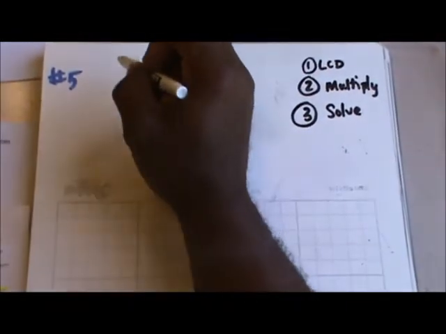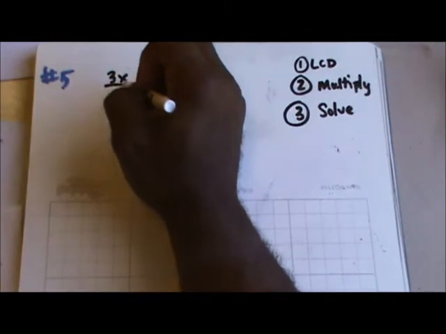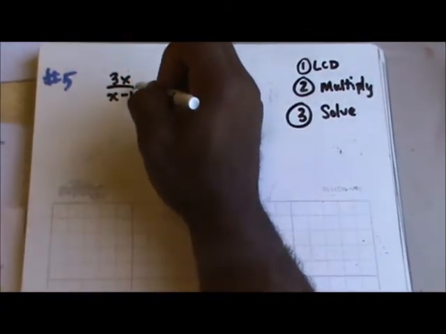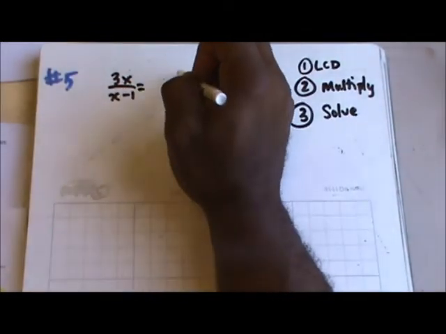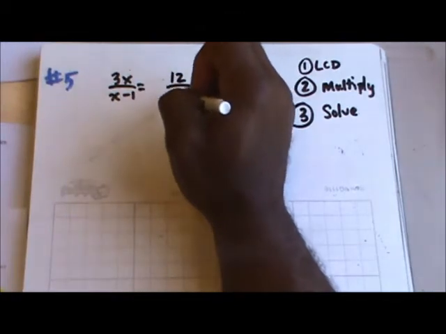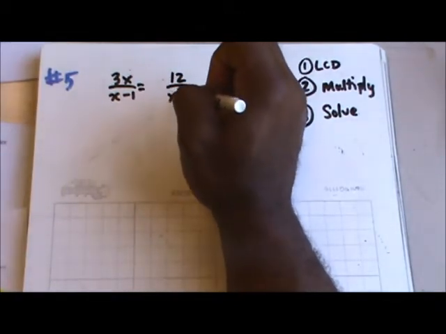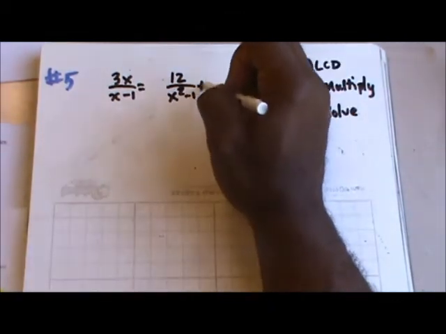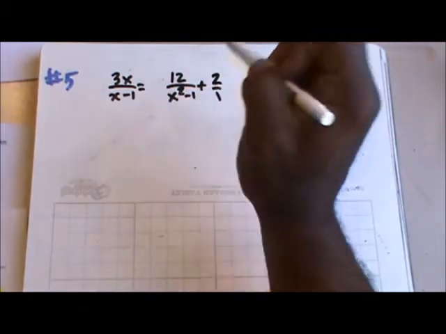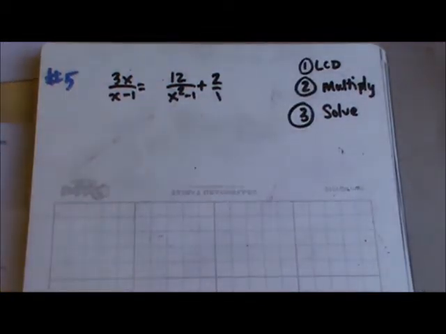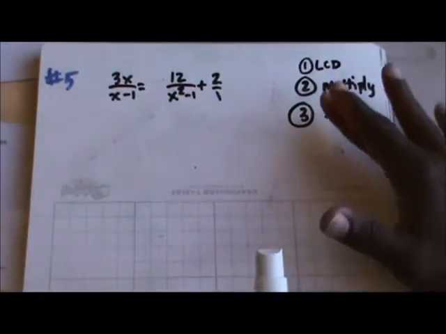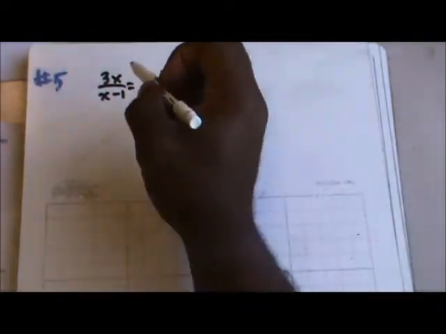Alright, the problem: 3x over x minus 1 is equal to 12 over x squared minus 1 plus 2. Let's just write that as 2 over 1 so we can have all fractions. First things first, look at your denominators and try to factor these. You've got one that needs to be factored. It's a difference of 2 squares.